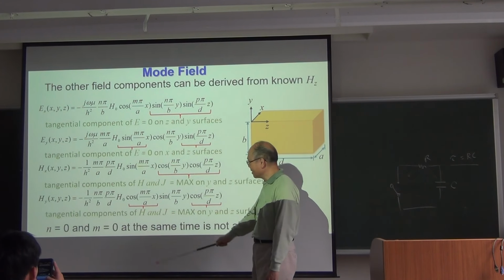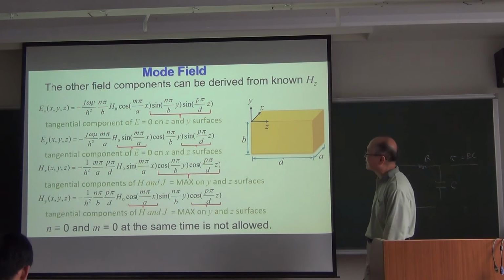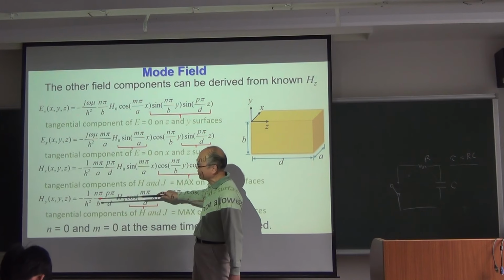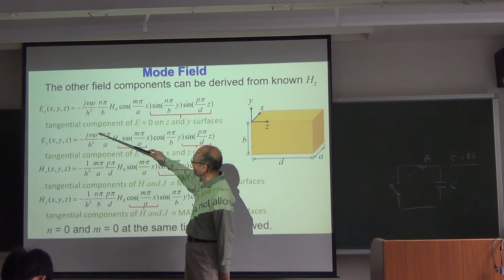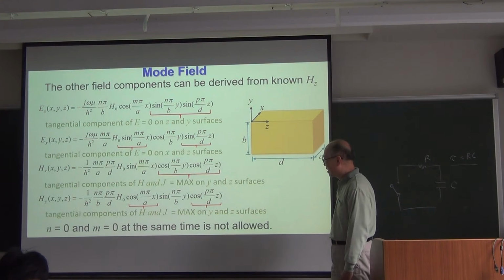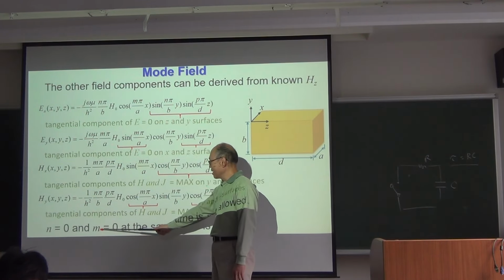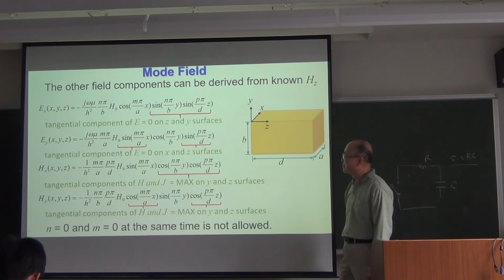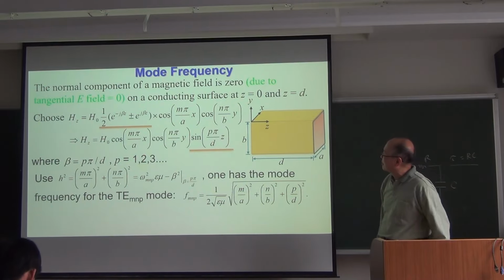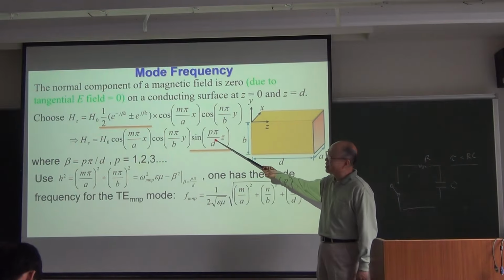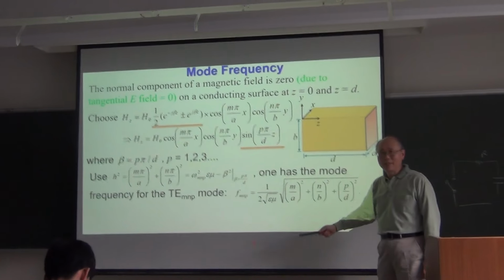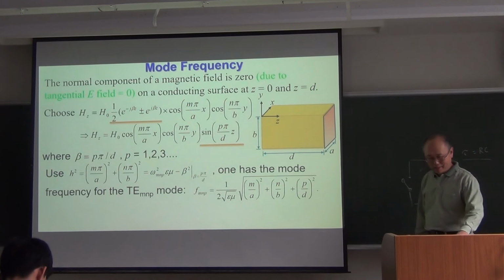n equal to 0 and m equal to 0 at the same time is not allowed. If m and n are all 0, you see that there's no field exists, okay? If you keep m equals 0, then everything goes away. So you cannot have n equal to 0, m equal to 0 at the same time. But for the z component of the field expression, here you cannot set p equal to 0. Okay, the minimum value for p is going to be equal to 1.